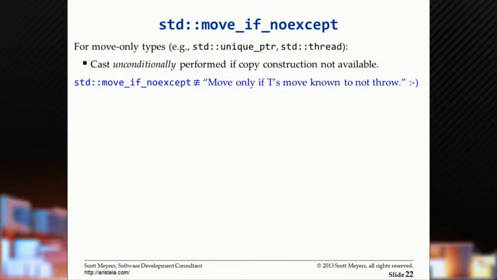Now, what's sort of interesting about this is that if you have a move-only type, for example, a unique pointer or a thread, things that can't be copied but which can only be moved, under those conditions, because they have no copy operations, then you will get a move even if the moves throw exceptions. So move_if_noexcept doesn't really mean move it only if it doesn't throw an exception. It means move it if moving won't throw an exception or if there's no other choice.